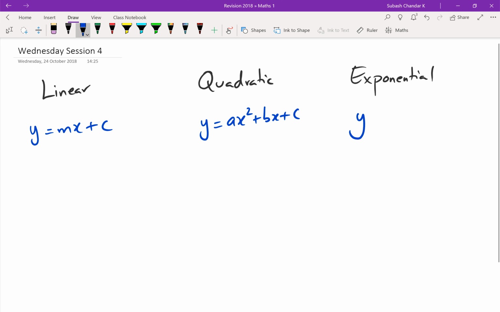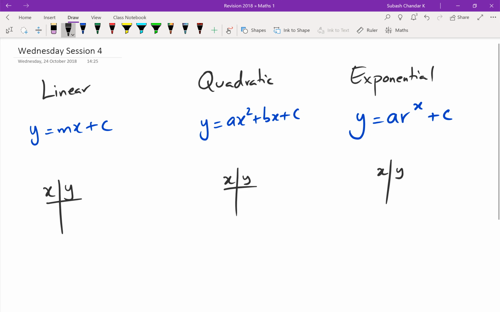And exponential, y = a r^x + c. I think the common mistake that I've seen people make is when it comes to straight line graphs, they just take the quadratic equation, or for an exponential graph, they put quadratic. So the best way to do this is, for each of these little tables here, look at the differences of the y value itself.